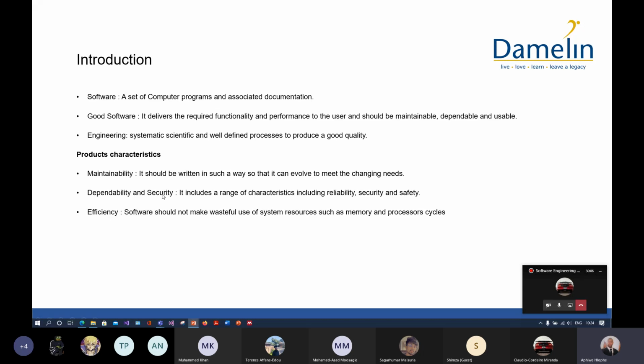Dependability and security. Can you depend on the product? If it's a good product, you can depend on it. And that ties in with the aspect of security. I mean, if something is not secure, then you can never depend on it. Just imagine you are trying to use some sort of banking software and there's no encryption, there's no digital certificate. You cannot depend on something like that with your money, okay? Because at the end of the day, it's your money and your data as well. So it includes a range of characteristics, including reliability, security, and safety.